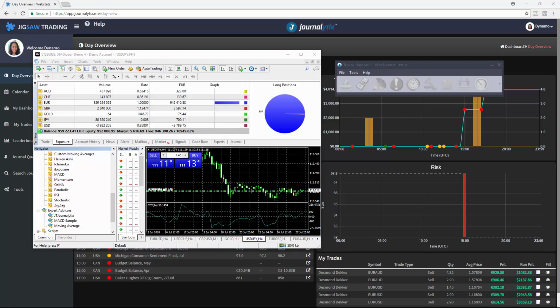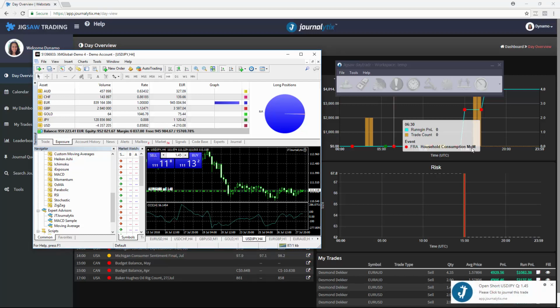The next step is to run Jigsaw Day Trader. This is the app that will send the trade securely to the cloud. Once both apps are running, you can place a trade, and when you do, it'll be sent to Journalytix within seconds. Thank you.